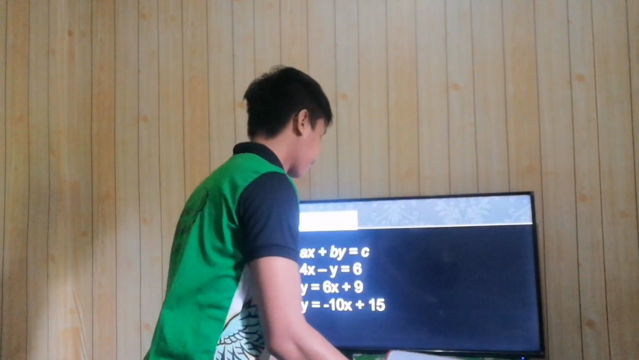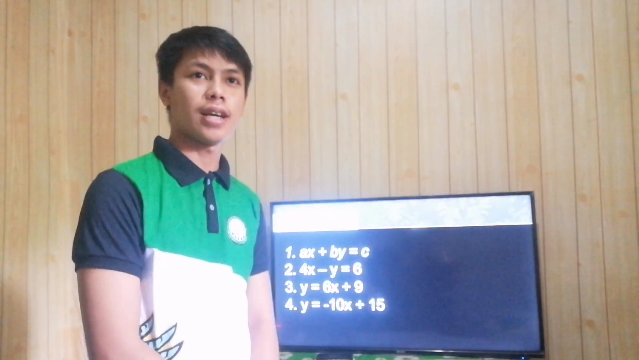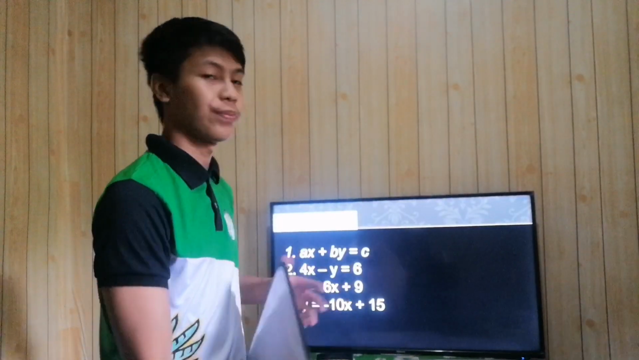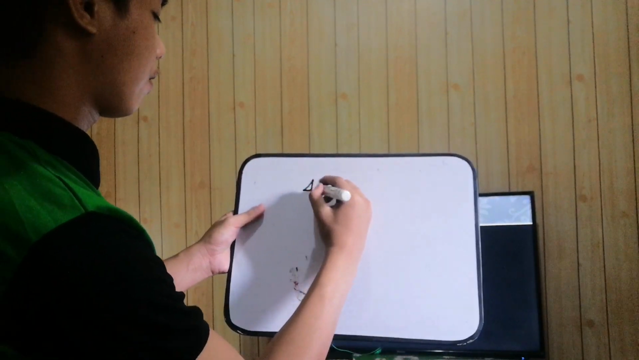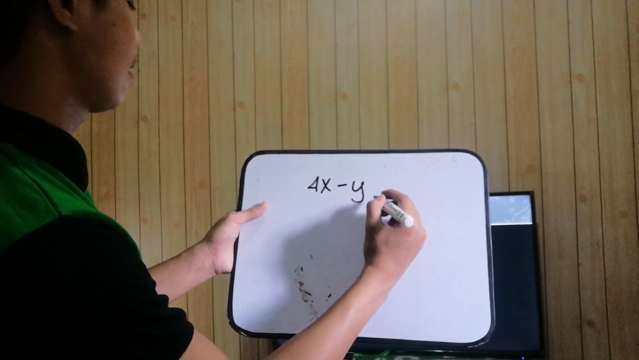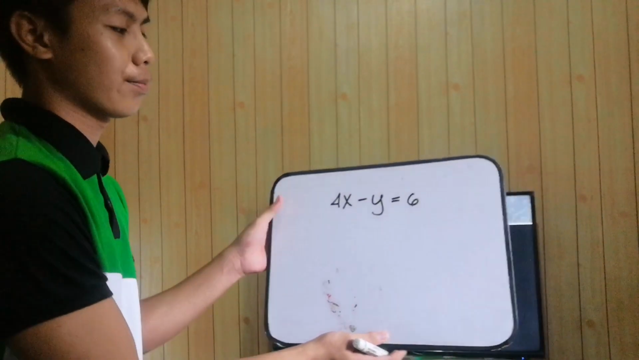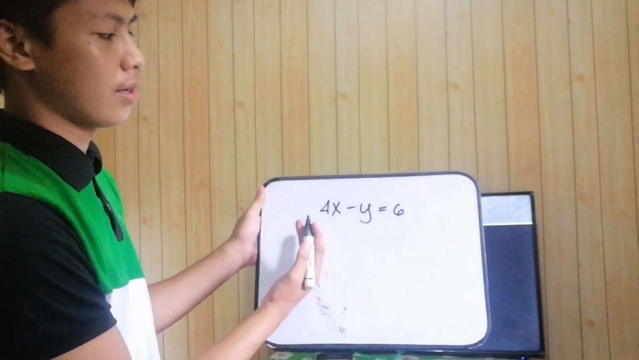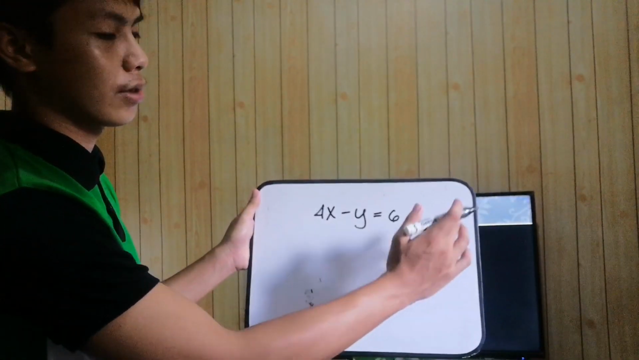Okay, how about number 2? Try natin. So, yung number 2 given natin, class, ay naka-standard form pa rin. So, ito. Try natin i-solve to. 4x minus y equals to 6. So, di ba yung unang gagawin natin, kailangan si y na lang matira dito sa left side. At saka yung ibang may variable, dapat nandito na sa right side.